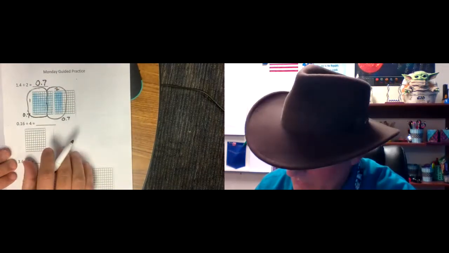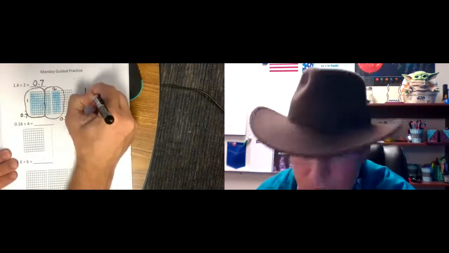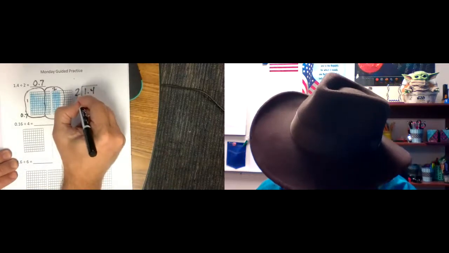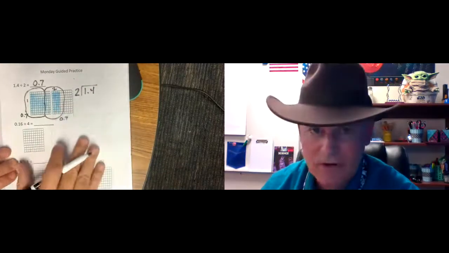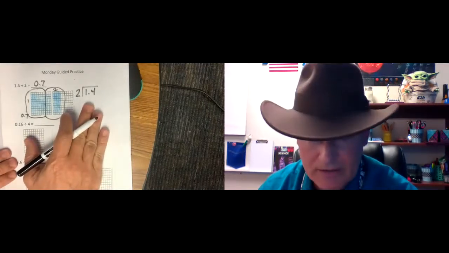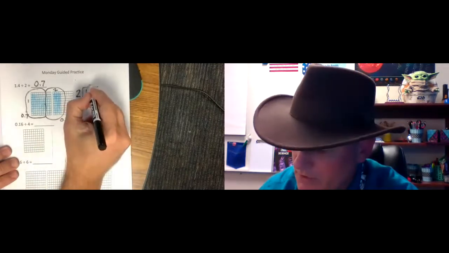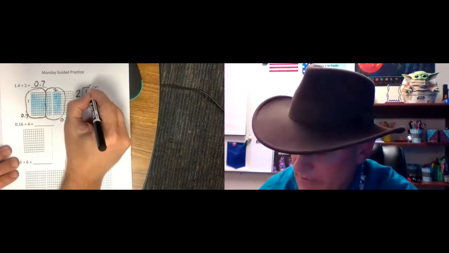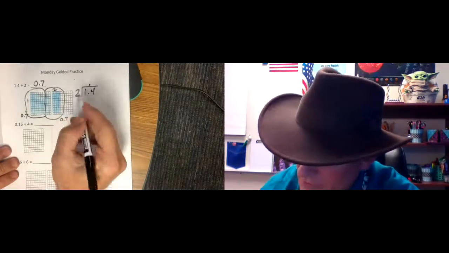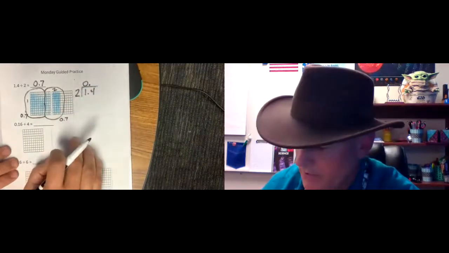Let's check it using our standard algorithm. 1 4/10 divided by 2. Now this is very similar to dividing without decimals. The only difference is we're going to take that decimal straight up to the quotient line. First things first. How many times will 2 go into 1? 0. 2 does not go into 1, my friends.